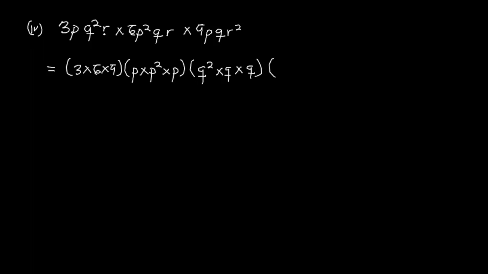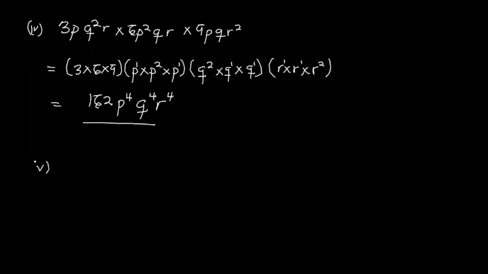And then I have this r multiplied by r squared. So r multiplied by r multiplied by r squared. All right, so 3 multiplied by 6 multiplied by 9, that will give me a total of 162. Then this p has power 1, power 1, 1, 1, 1, and 1. So I'll just add the powers. So 1 plus 2, that is 3, plus 1, that is 4. So here becomes p power 4, q 2 plus 1 plus 1, that is 4. So q power 4, and then r also power 4, that is 1 plus 1 plus 2. So this is my final answer.